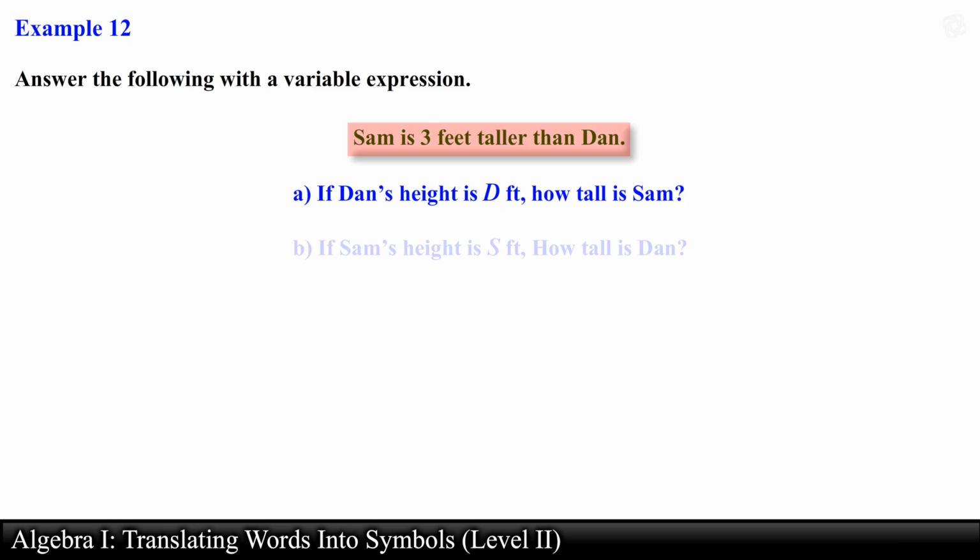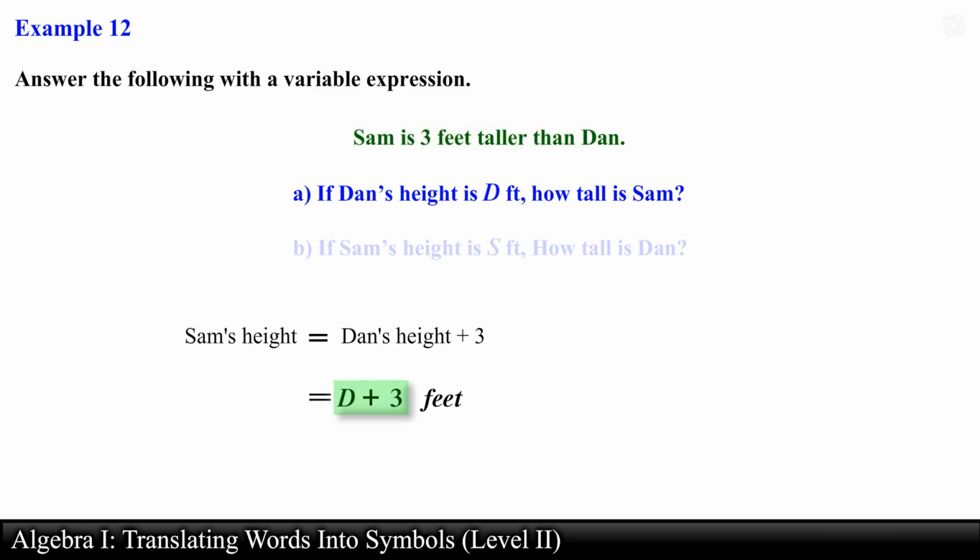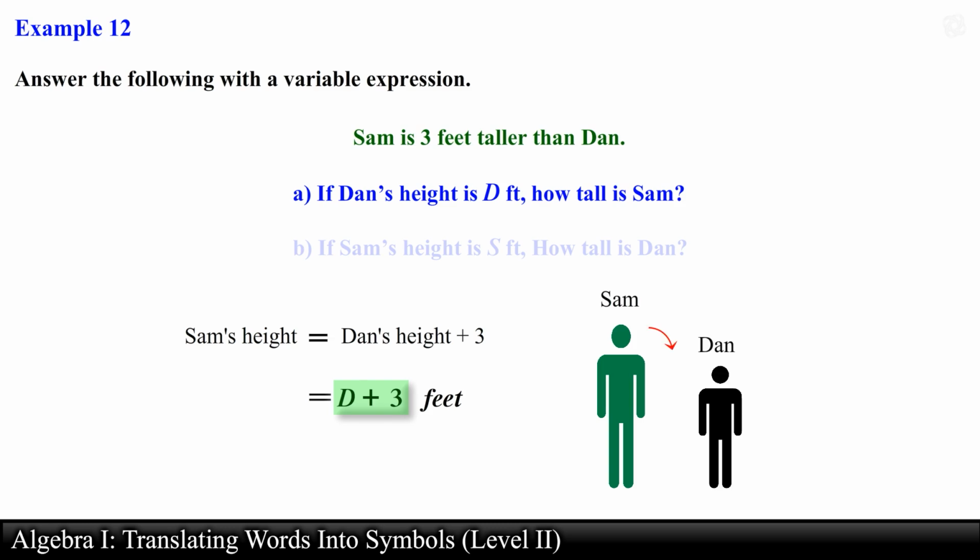We know that Sam is taller than Dan by 3 feet. We also know that Dan's height is d feet. So to find Sam's height, we take Dan's height and add 3. This results in a final expression of d plus 3 feet. Notice that this expression is from the reference point of Sam. Imagine that you are Sam, and you glance at Dan. You see that you are taller than Dan. So this expression makes sense.